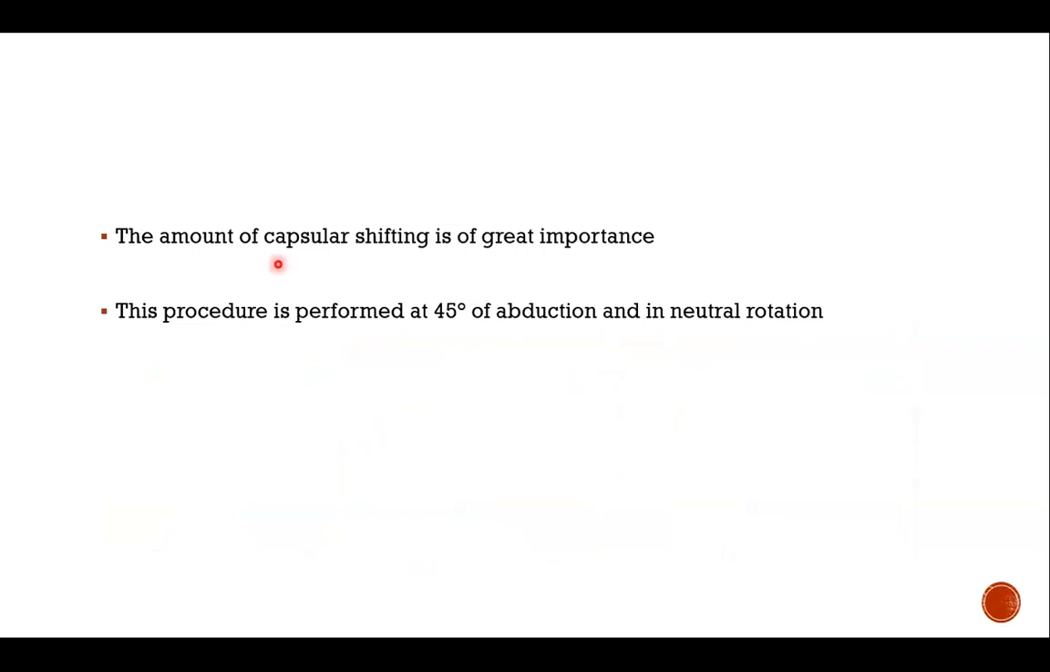Hence the amount of capsular shifting is of great importance in order to have a balance between stability, preventing recurrence, and minimizing post-operative range of motion. This procedure is usually performed at 45 degrees of abduction in neutral rotation. There are many studies supporting that when inferior capsular shift is combined with Bankart repair, the success of the repair is around 95%.